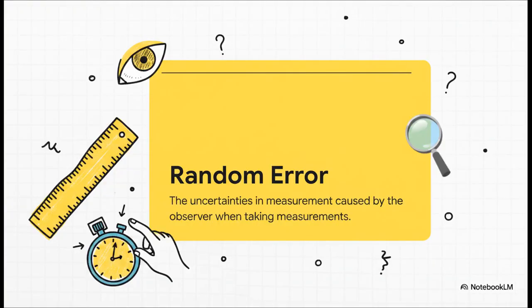Now, the other type of error we have to worry about is random error. And just like the name says, these are, well, they're random. They're unpredictable mistakes that are usually caused by us, the person doing the measuring. Maybe you misread the scale by looking at it from an angle, or you hit the stopwatch just a little too late. These errors are inconsistent, and hey, they can happen to anybody.